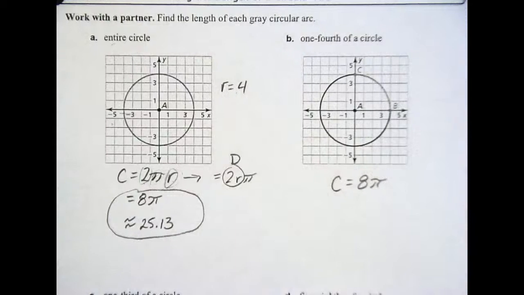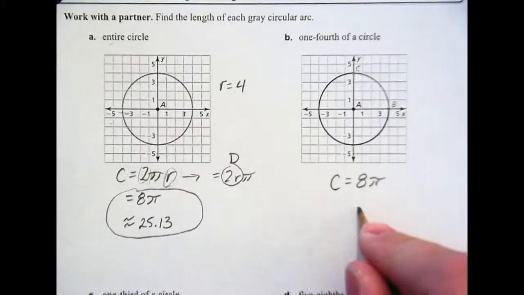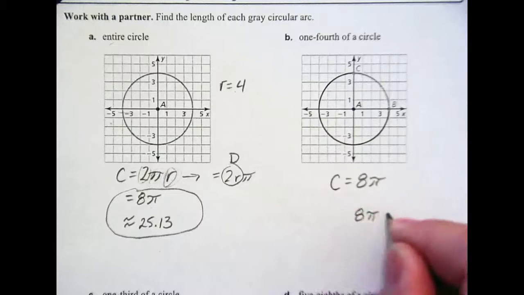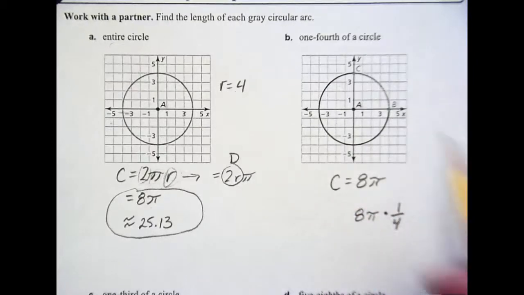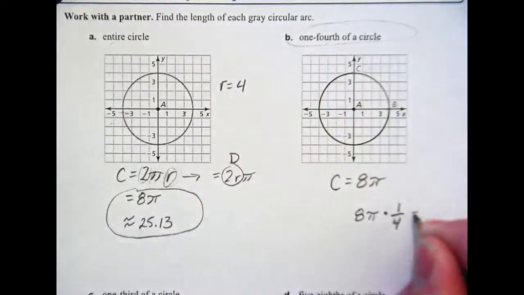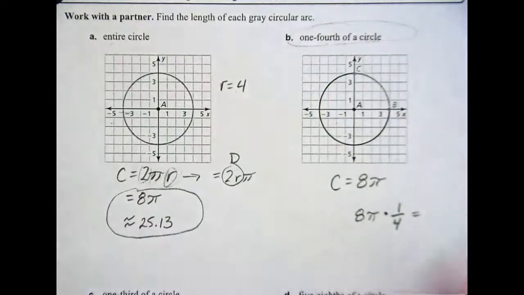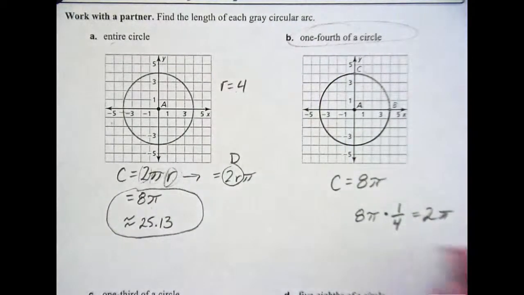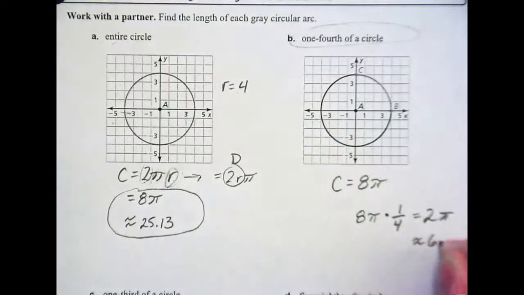So what'd you do? Well, you have to use the 8 pi, and then you divide that by 4. Is it okay if I multiply by 1/4? Good. So I'm going by the portion of the circle. They tell you 1/4 of it, so I'm going to go times 1/4, which is the same thing as dividing by 4. That gives us 2 pi. 2 pi is approximately 6.28. All right. How many got that?